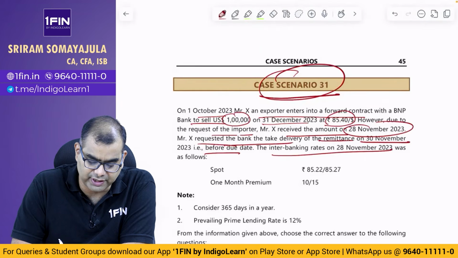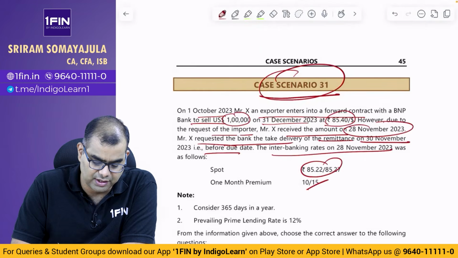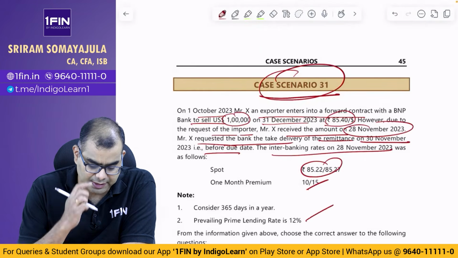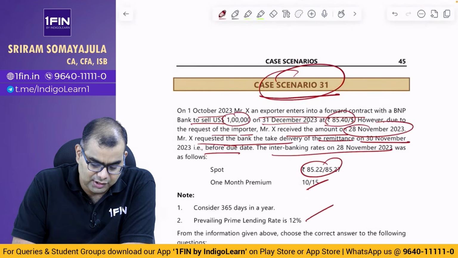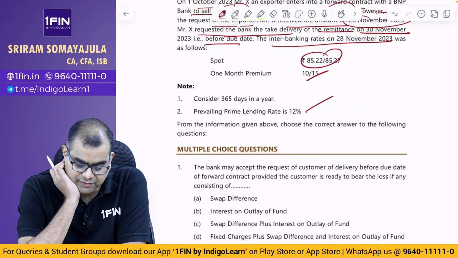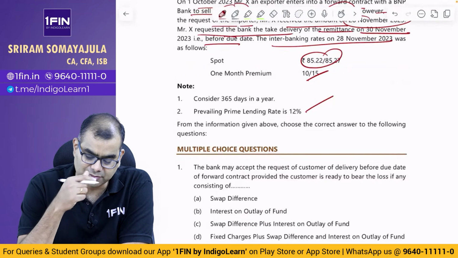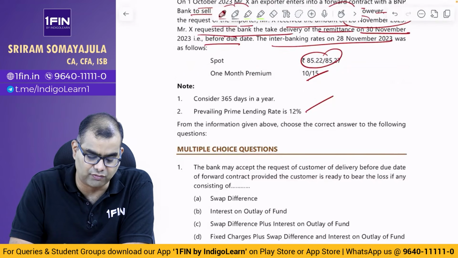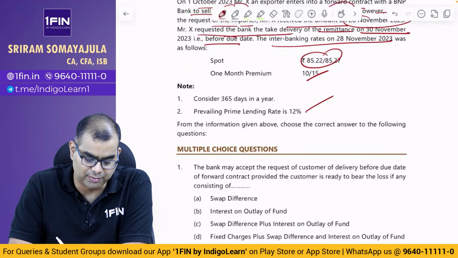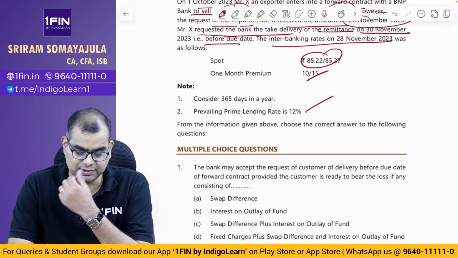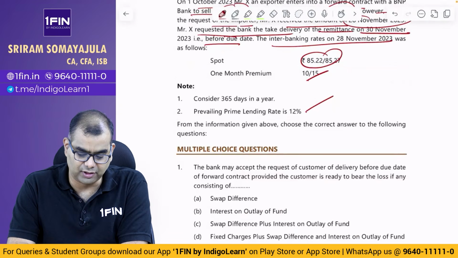The interbank rates on 28th November are as follows: spot and premium. Consider 365 days in a year, prevailing prime lending rate, and so on and so forth. The bank may accept the request of the customer of delivery before due date of the forward contract, where the customer is ready to bear the loss, if any, consisting of what? Swap, interest, swap plus interest, fixed charges plus swap plus interest, and outlay of fund.